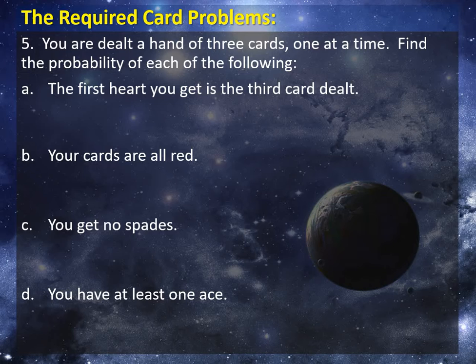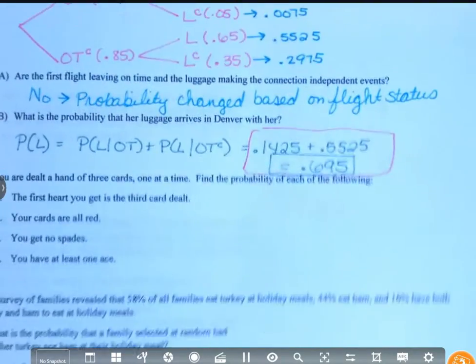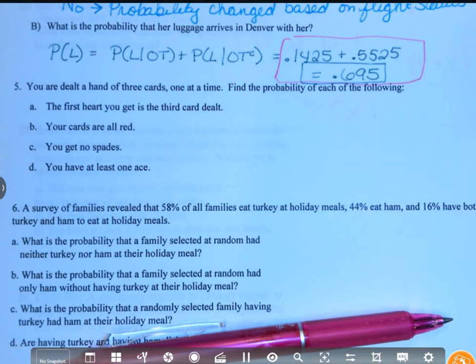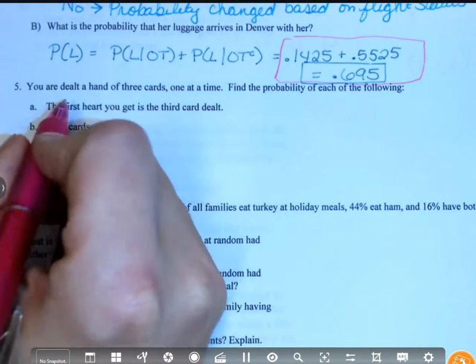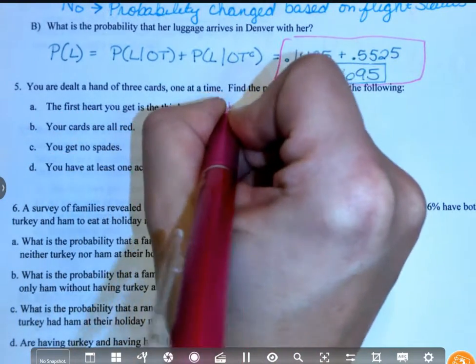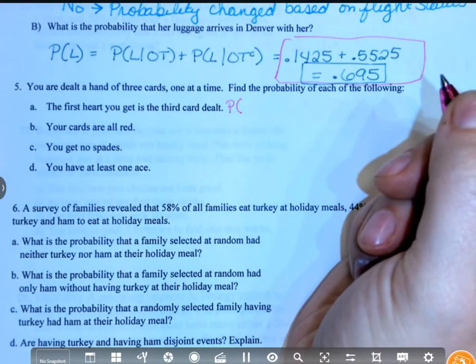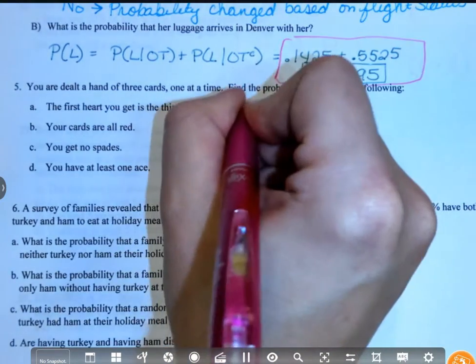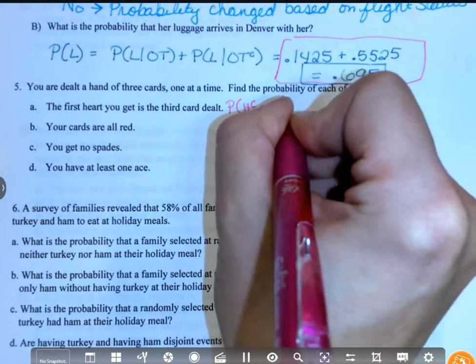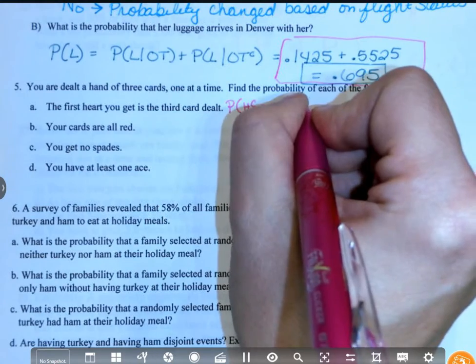That's why they call it a hand of cards, because you're holding multiple all at once in your hand. Yes. So when we talk about dealing a deck of cards, a hand of cards, that always is going to mean without replacement. But you need to be careful with this, because everything changes. Literally, everything changes. No matter what I'm talking about. This says the first heart you get is the third card that's dealt. So I'm looking for the probability. What happens on the first one? Not a heart. What happens on the second one? Not a heart. What happens on the third one? Heart.